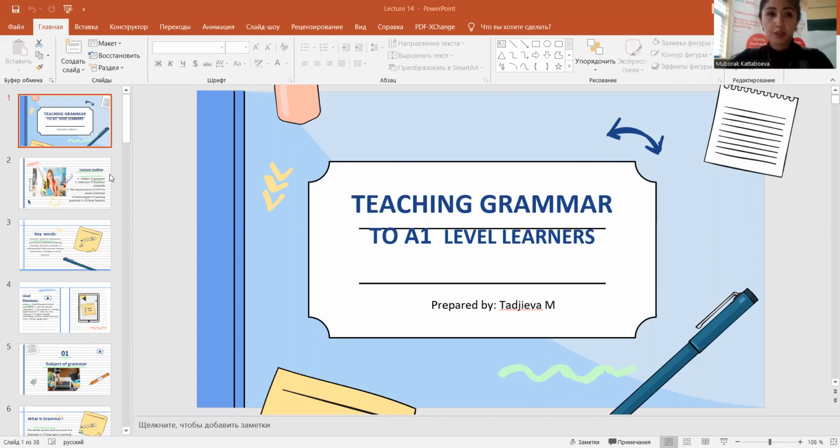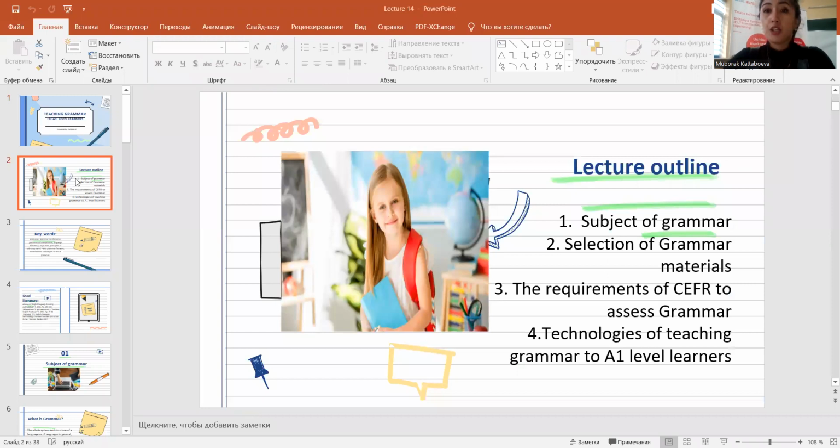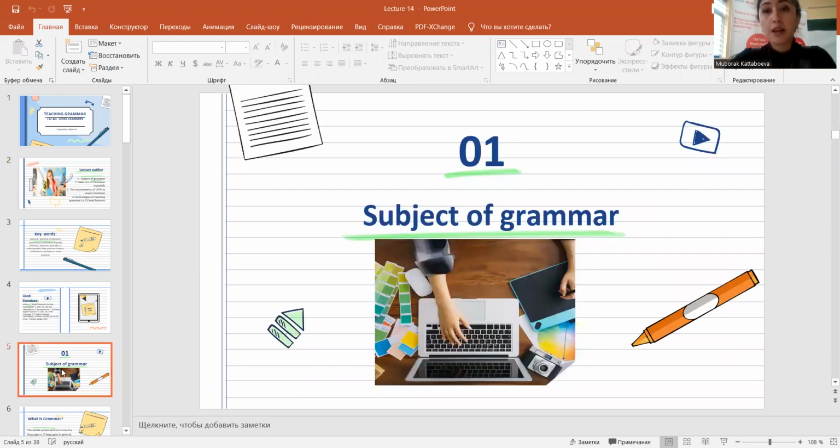We'll be talking about the subject of grammar. We'll be focusing on the selection of grammar materials, the requirements of CEFR to assess grammar, and technologies of teaching grammar to A1 level learners. So that's what we'll be focusing on mostly in this lecture. So let's first talk about the subject of grammar.